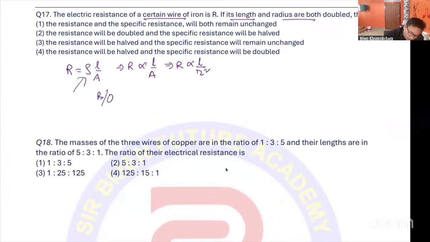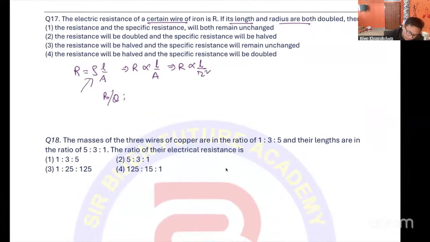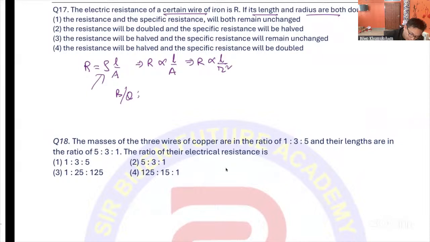By the question, length has become double, twice L, and R has also become double, twice R. Then resistance will become twice L divided by twice R whole square. I think it's better to use it like this.